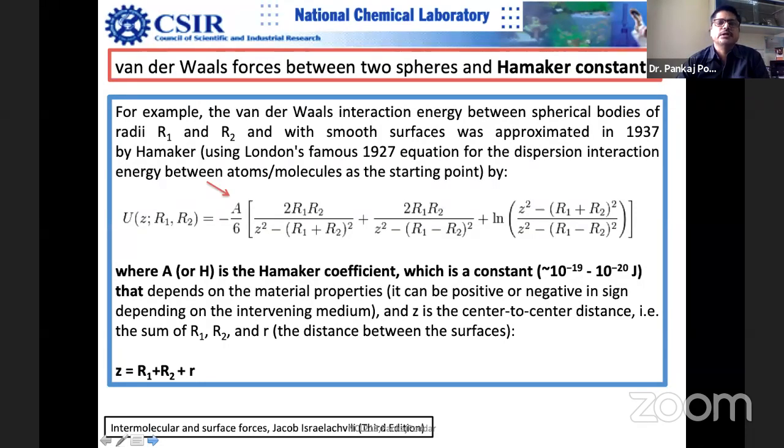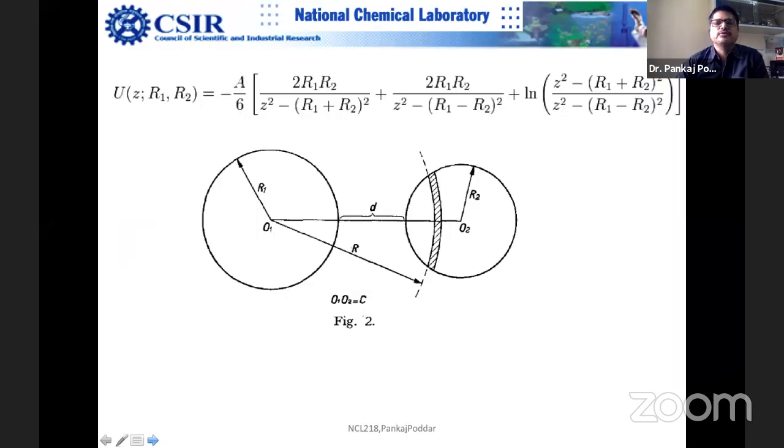We discussed this equation last time, and basically U is the potential energy, the van der Waals interaction energy, which is a function of R1 and R2, the radii of two spherical objects, for which he originally gave the equations, and they are spaced apart by distance z. In actual life, this is basically the distance. This is R1, R2, and you can take it as R or D, whatever.